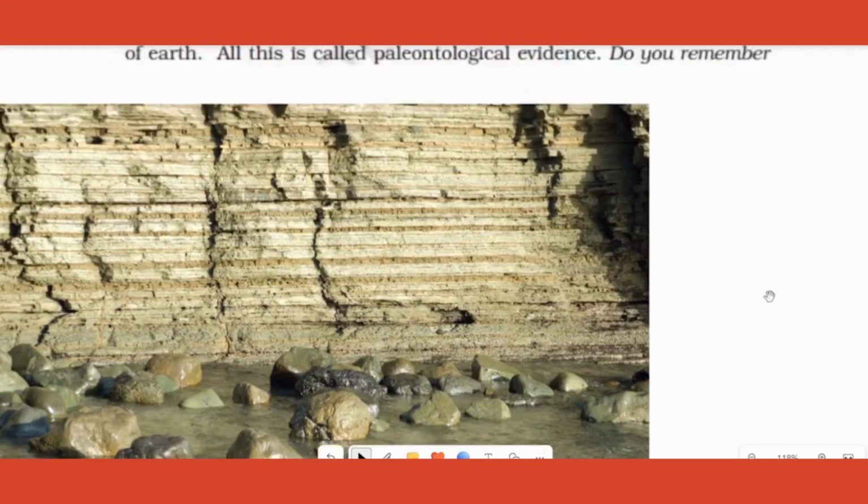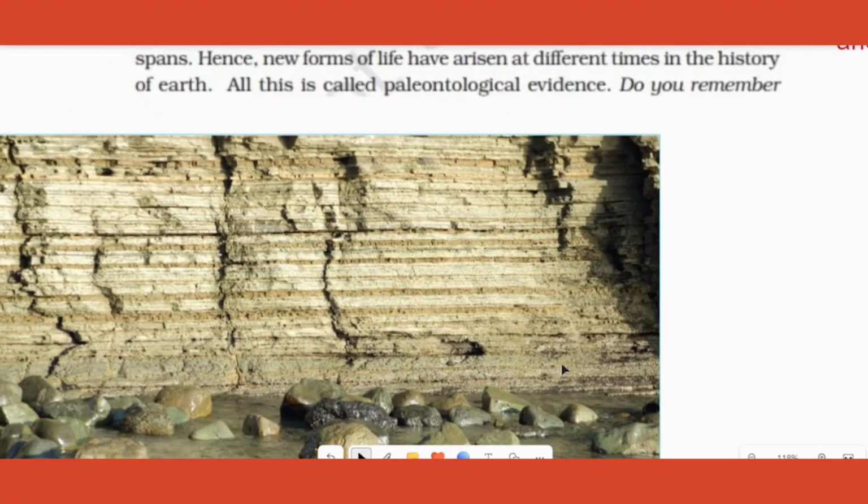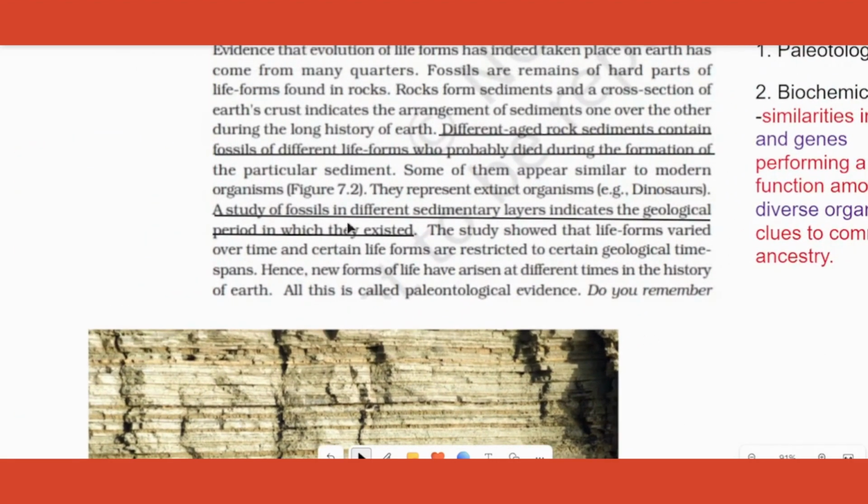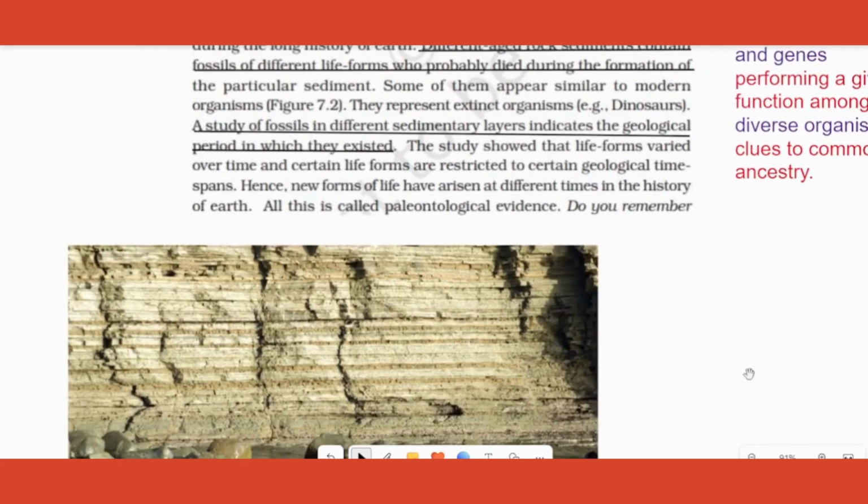That means the lowermost layer would be formed, let us say, 10 billion years ago, and the layer above that would be 5 billion years ago, and so on. I'm just giving an example. How is this useful for us to study evolution? Now please read this sentence. Study of fossils. You know what a fossil is? The dead and decayed, preserved organisms in different layers indicate the geological period in which they existed.